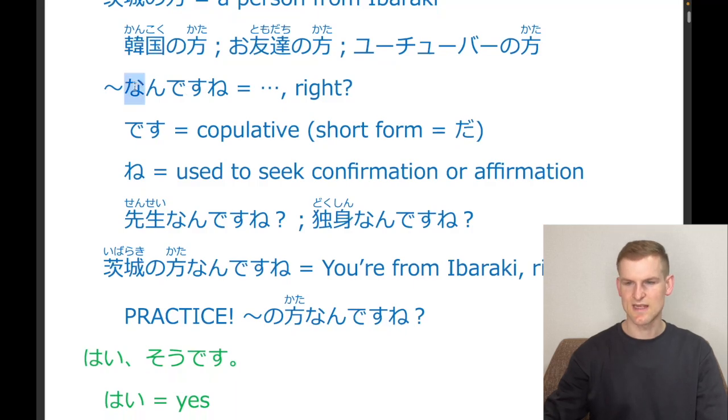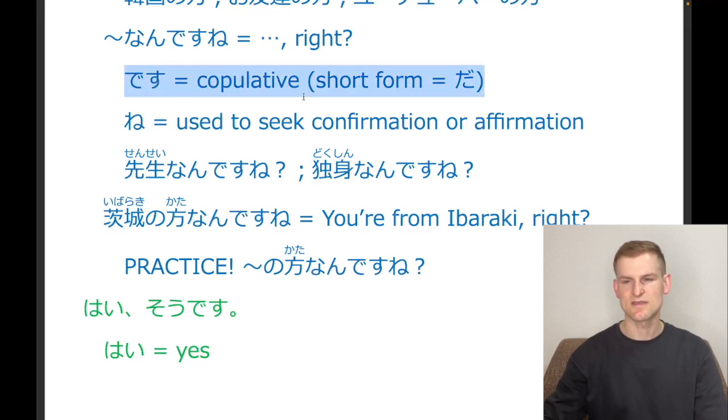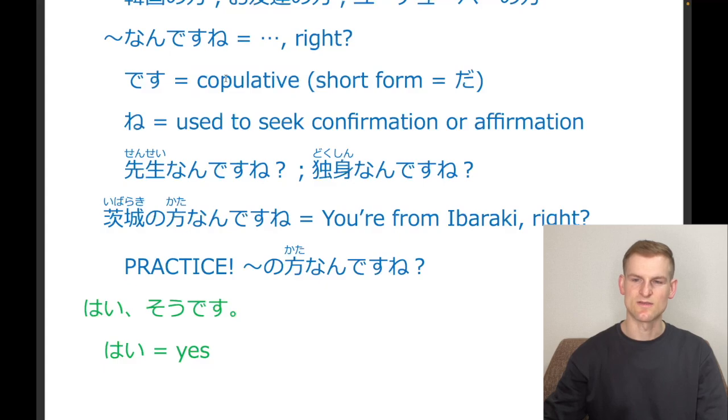Okay, then we have nan desu ne, which means right, basically. This consists of desu, which is the copulative in Japanese. A copulative is a part of speech that says A is B, basically. And the short form of the copulative in Japanese is da. Okay. Then we have ne, which is used to seek confirmation or affirmation.